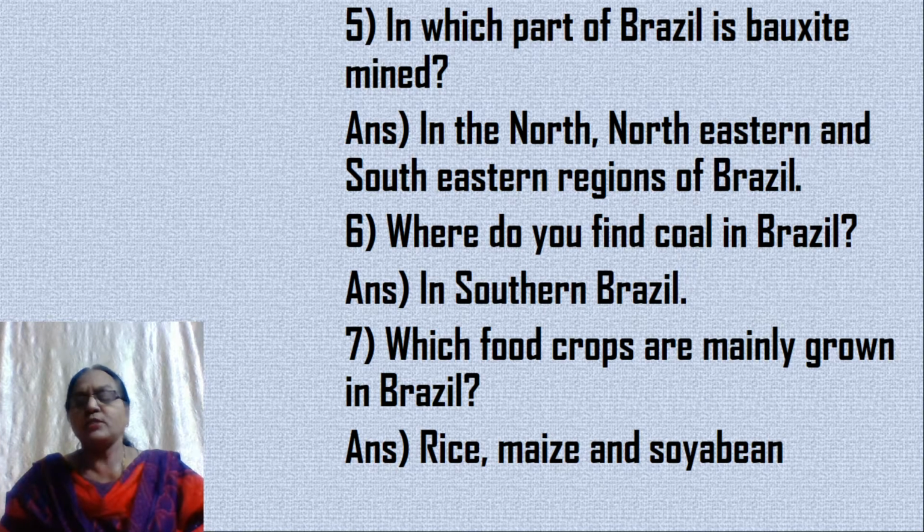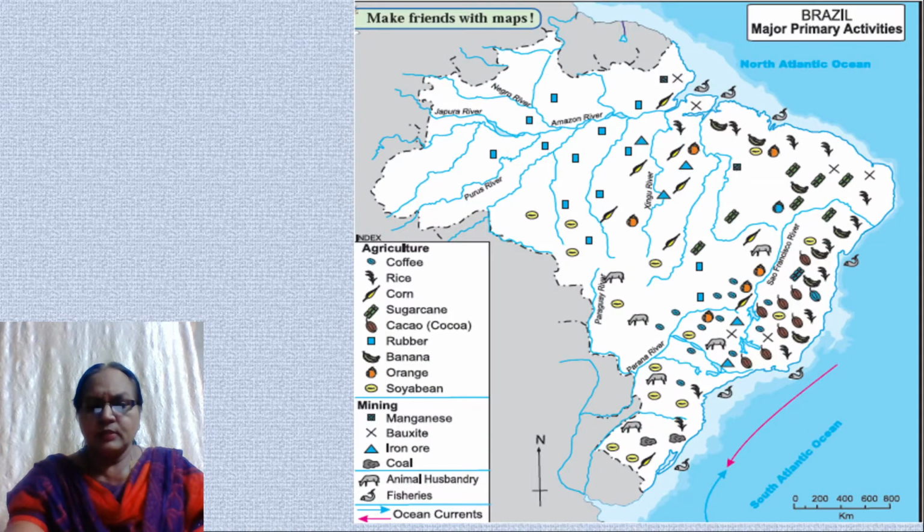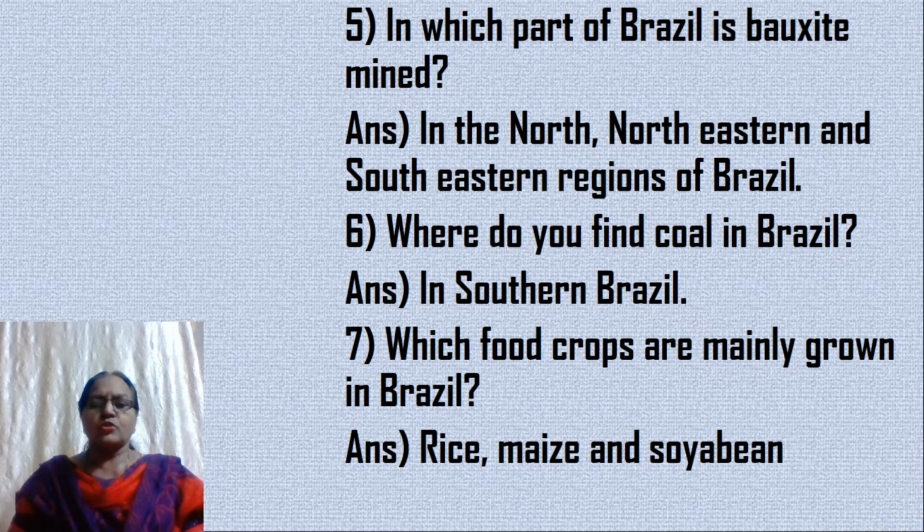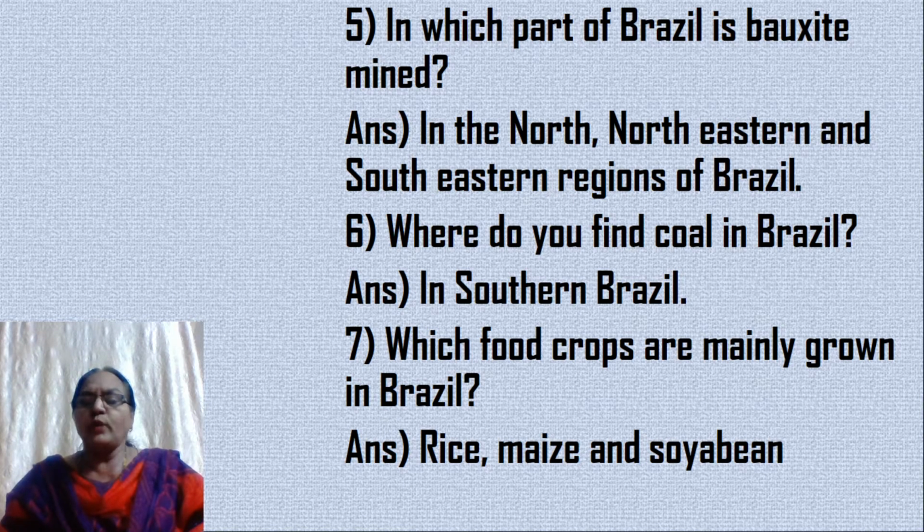Where do you find coal in Brazil? So coal, you can find the symbol of coal. You have it in the southern part. Eastern. So, where do you find coal in Brazil? Coal is found in the southern part of Brazil.